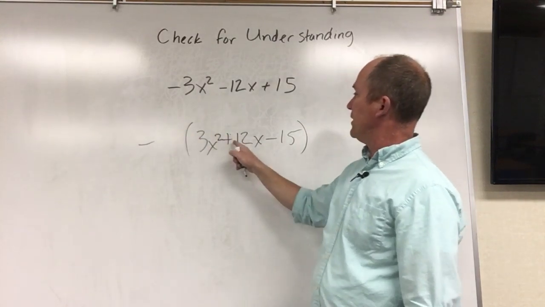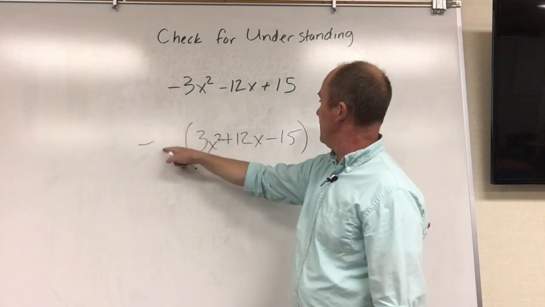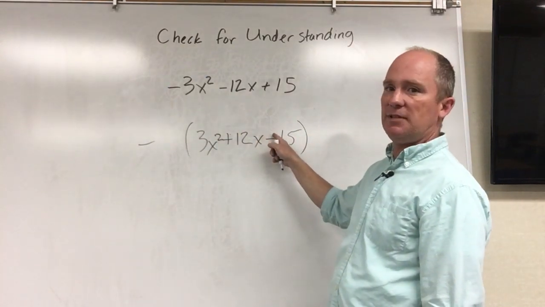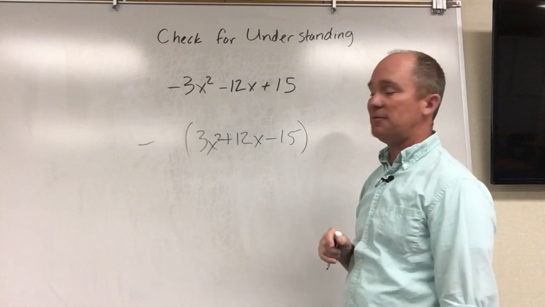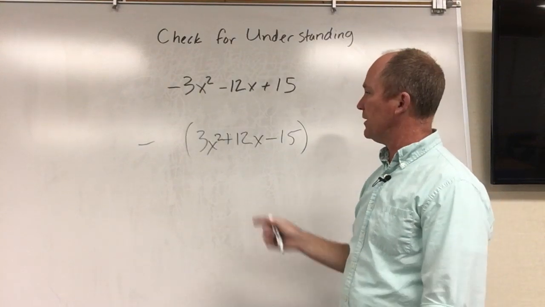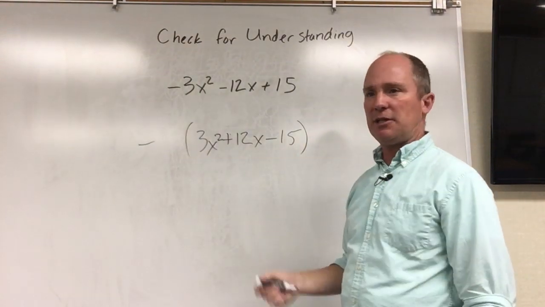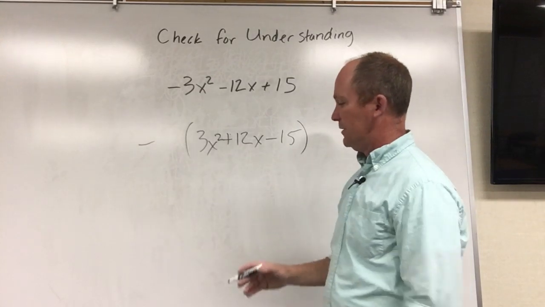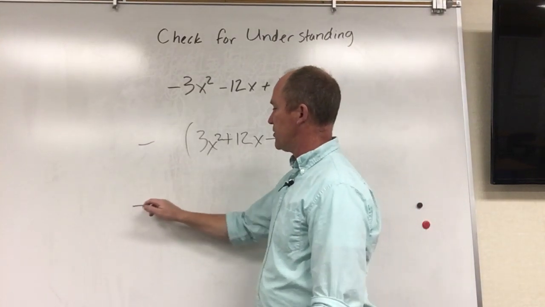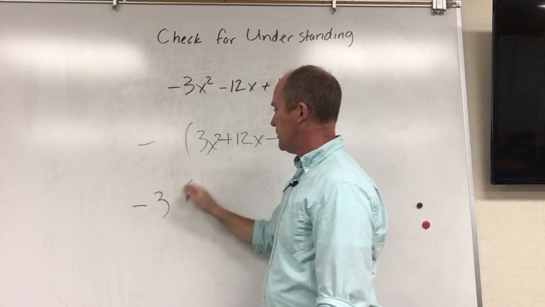And negative times my 12 is going to be minus 12. And a negative times my negative 15, a negative times a negative is positive, so it's positive 15. So that would work. Now, the thing is, these all have a 3 in common, so I can also pull out a 3. So if we go one more step here, we still have the negative on the outside, we can also pull out the 3.